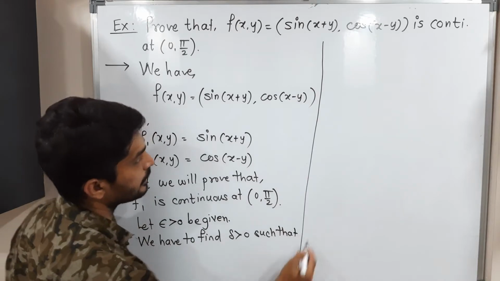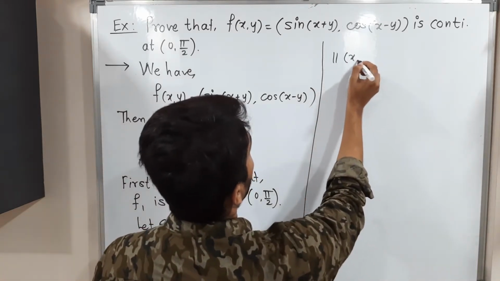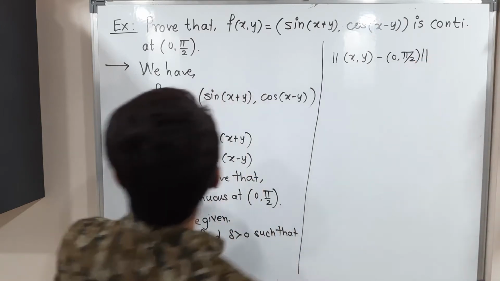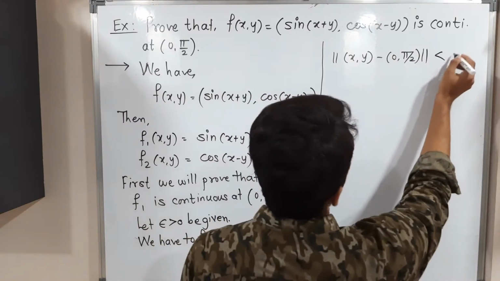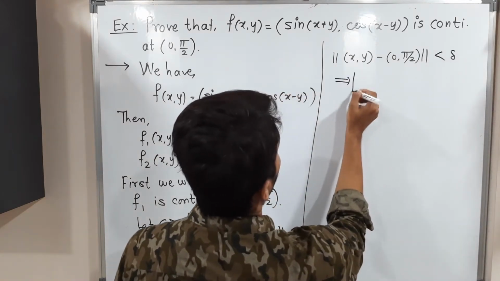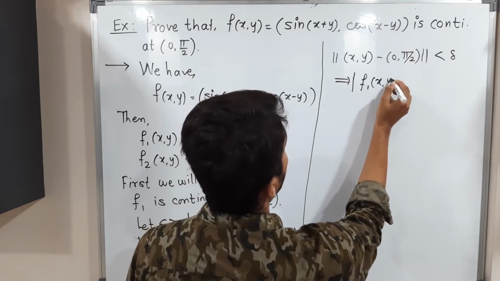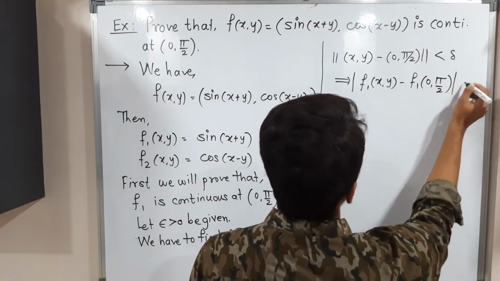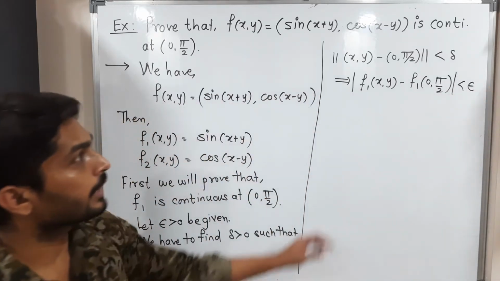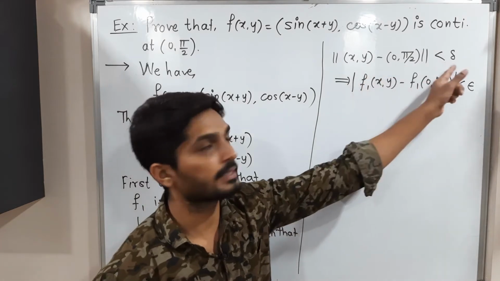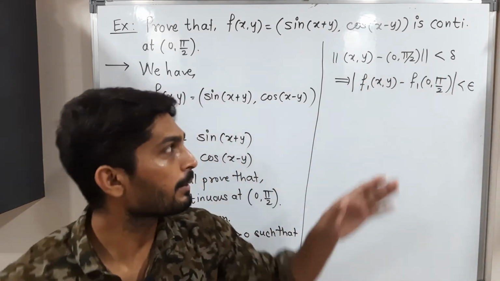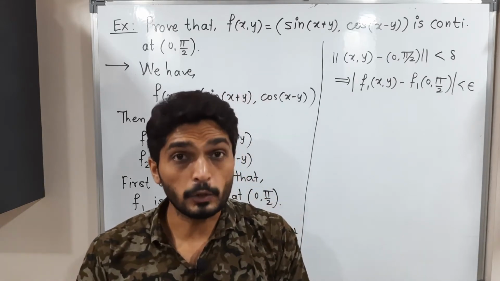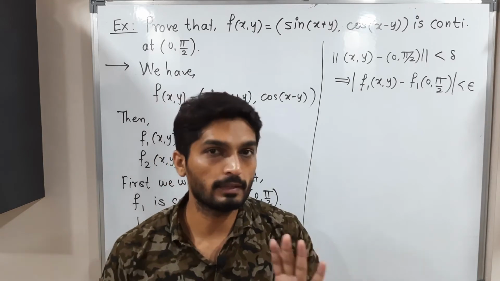I will write the definition here, such that norm of (x,y) minus (0, pi/2), the point is (0, pi/2), less than delta implies mod of F1(x,y) minus F1(0, pi/2) less than epsilon. So that means we have to prove that if the norm of this is less than delta, then mod of F1(x,y) minus F1(0, pi/2) should be less than epsilon. This thing we have to prove. So let us start to work on this mod first. We will find its value.